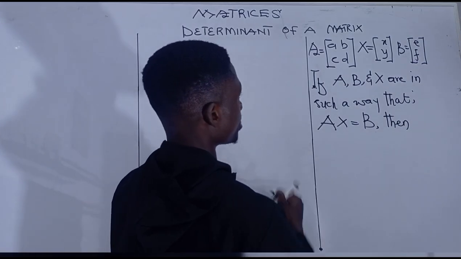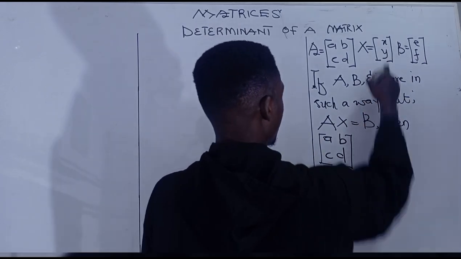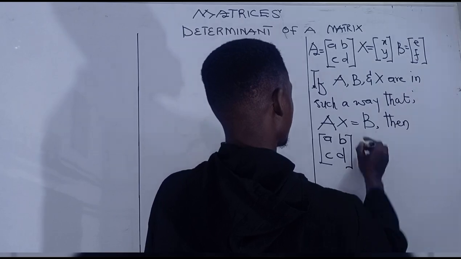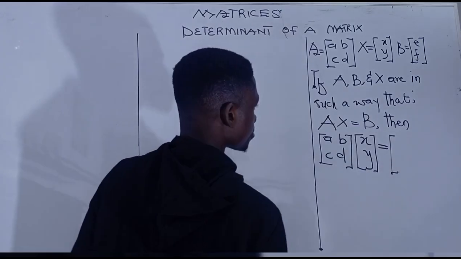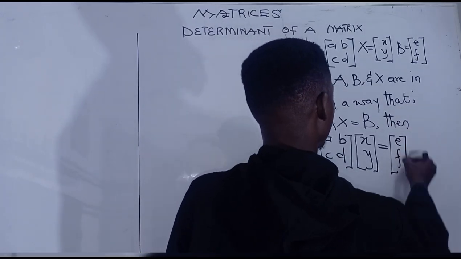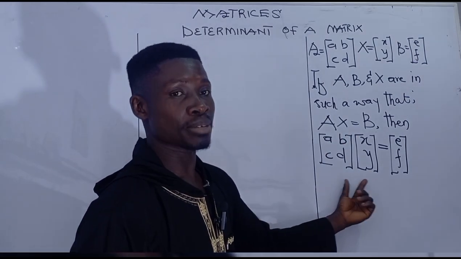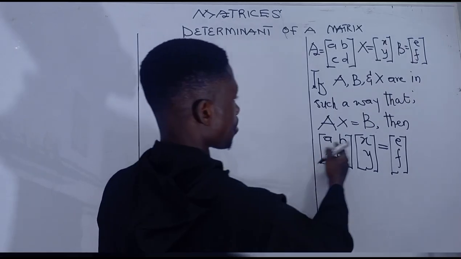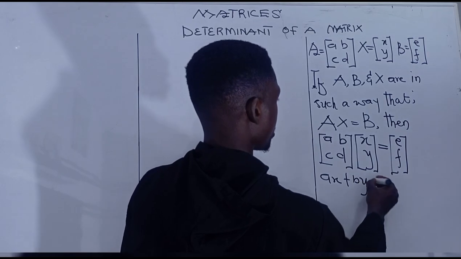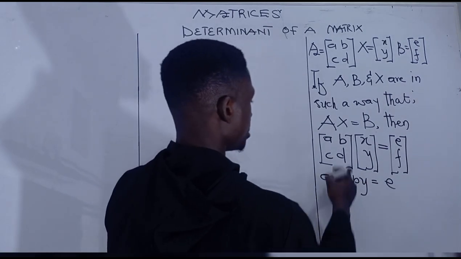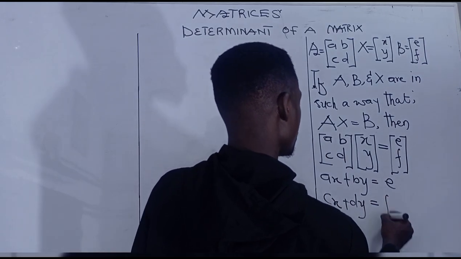So we have matrix A as this, matrix X as that, and matrix B as this. We can write the matrix equation as that. Now let's multiply the matrices on the left-hand side. In doing that, we get AX plus BY, and that is equal to E. Then we have CX plus DY, and this is equal to F.